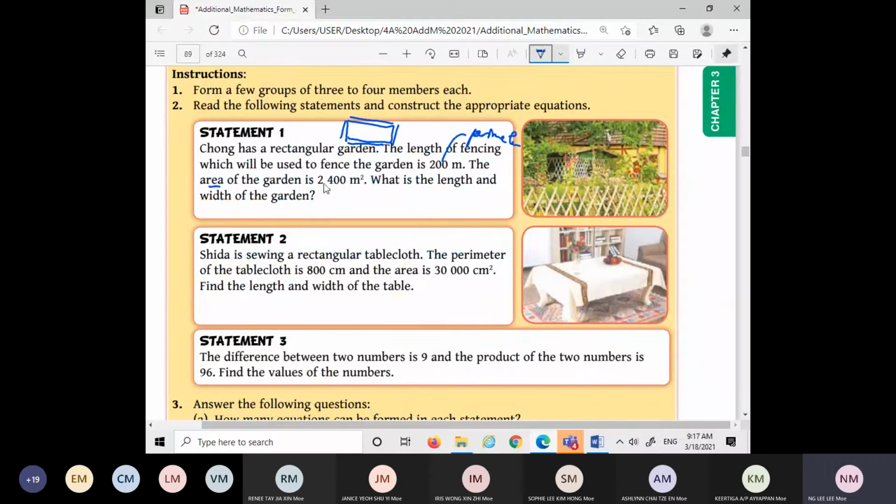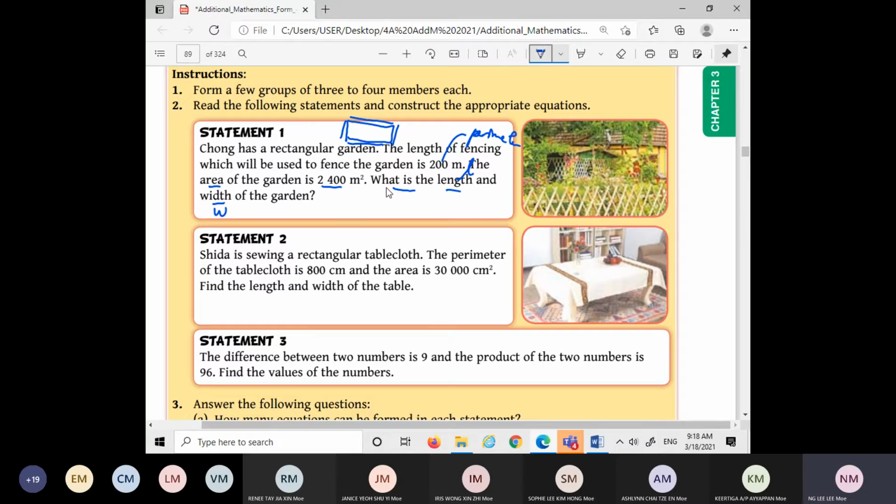So perimeter equal to 200, that is one equation. Area equals to 2,400, that is another equation. So you have two equations. Then finally you have to answer what is the length and what is the width. So if the question asks for the length and the width, then you set the length and the width as the variables. Let's say the length you set as L, and the width you set as W. Maybe I can call one by one to help me form the equations, because I think you are able to do it.